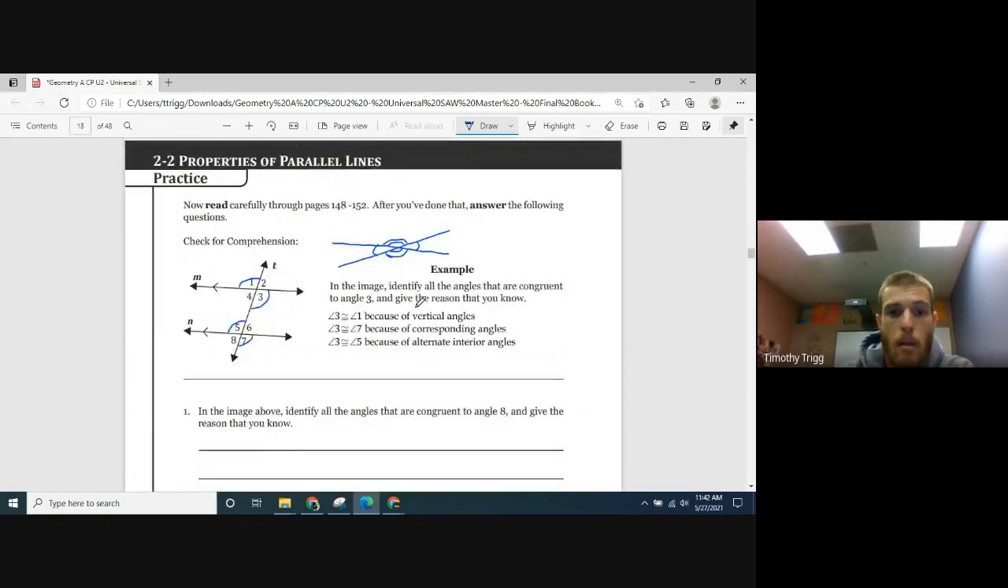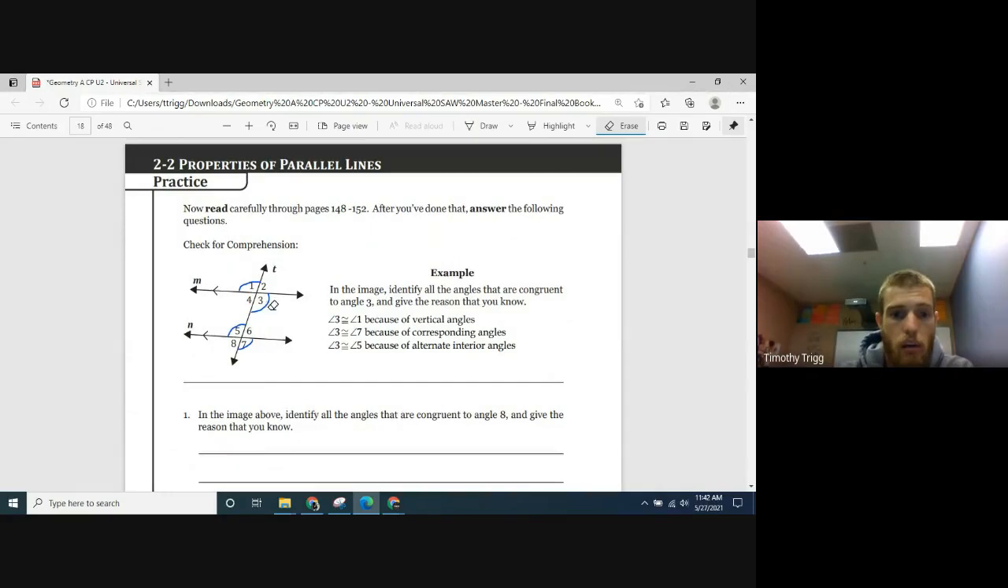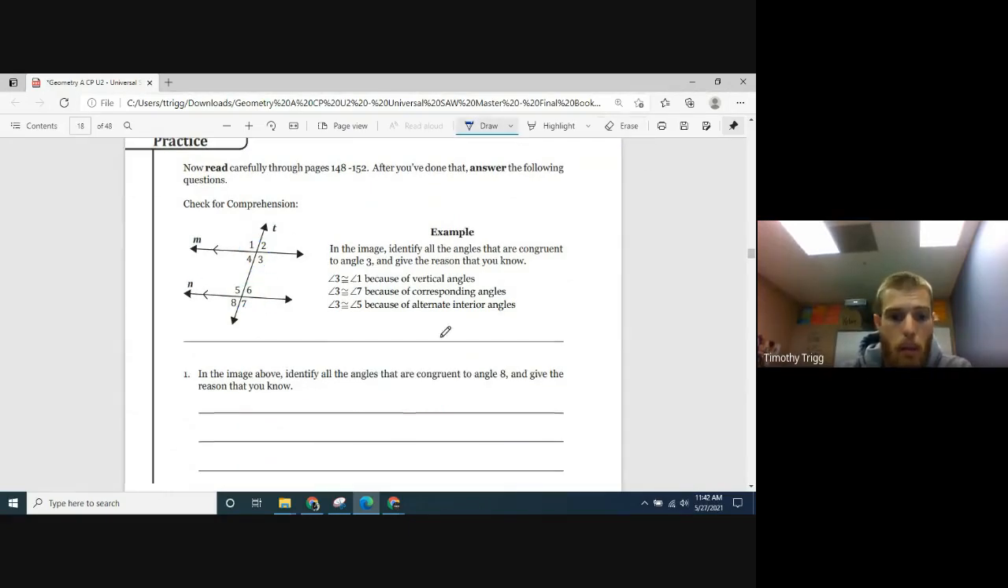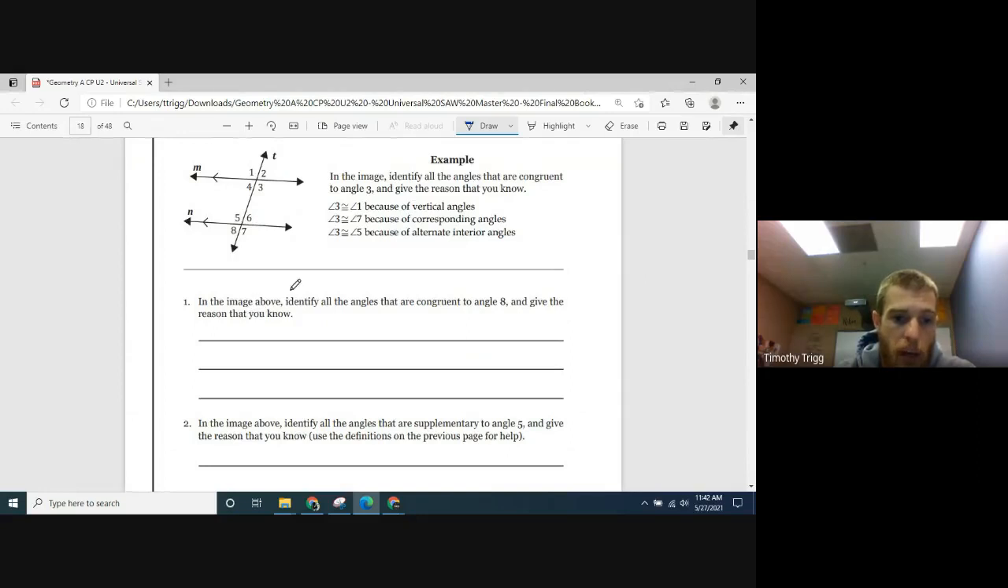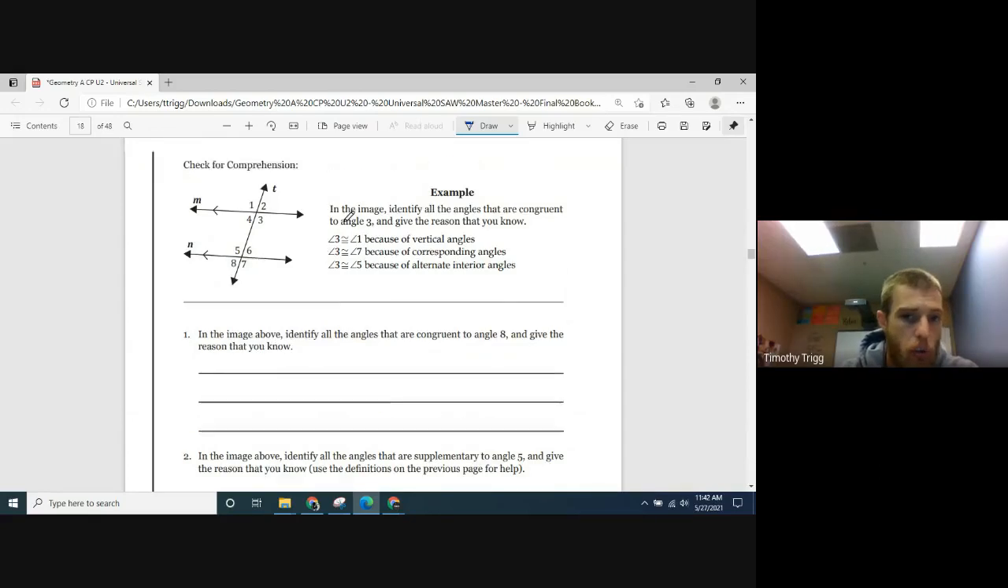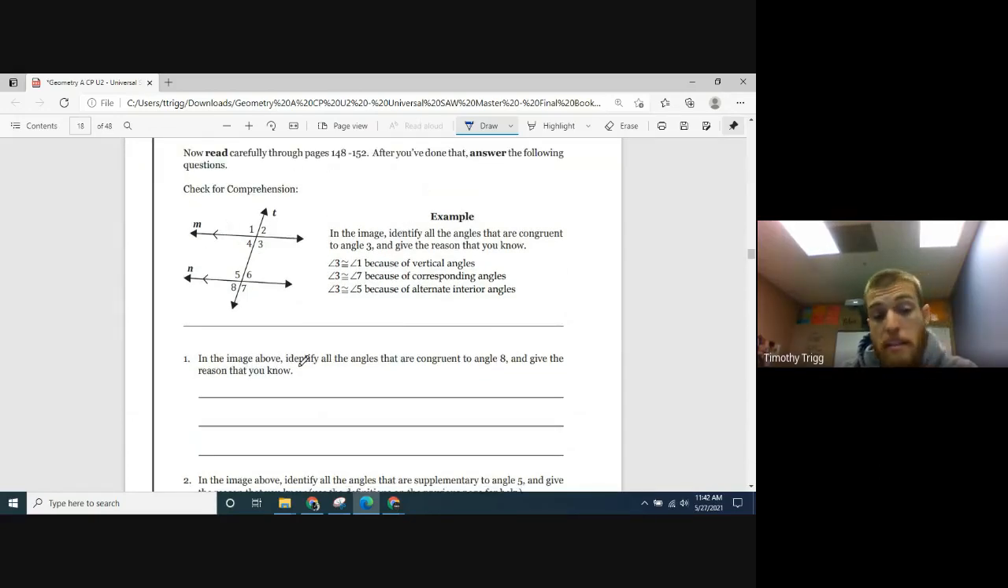Now, I'm going to go ahead and erase these things that I've drawn here. In question 1, in the image above, identify all the angles that are congruent to angle 8 and give the reason. So it's just like what this example shows with angle 3, but this time we're looking at angle 8. It's important that we write all the symbols correctly. Angle 8 is congruent to angle 6 for sure, right? Why? Because they are vertical angles.